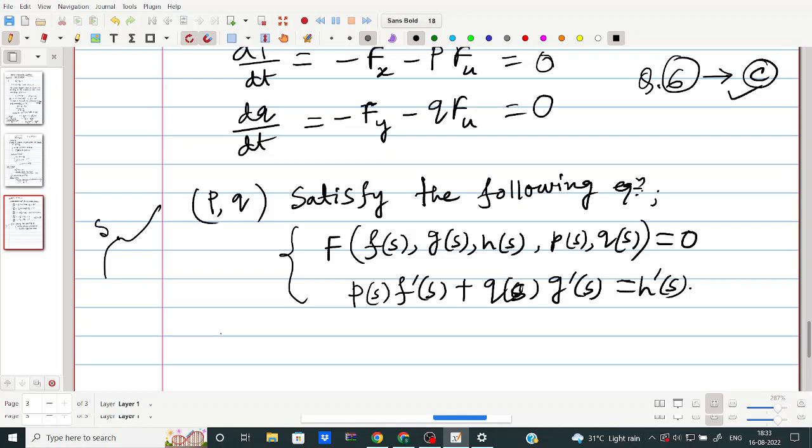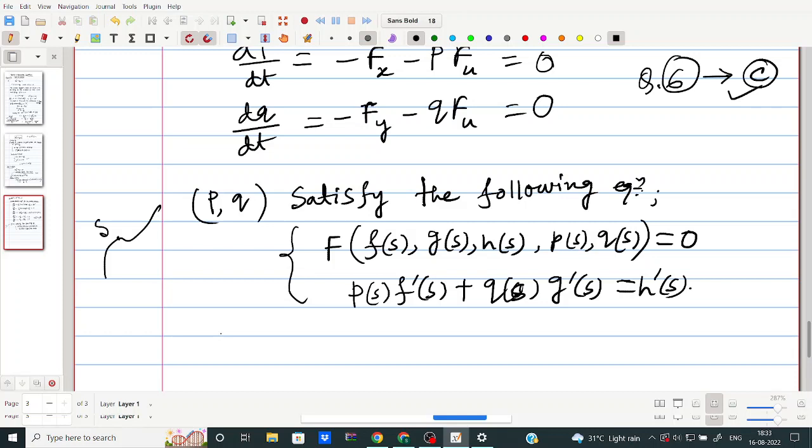Actually, you have to find p, q, x, y, u along the characteristic curve, right? So p is a function of t and s, q is also a function of t and s, x is also a function of t and s, y is also a function of t and s, and u is also a function of t and s along the characteristic curve, because you have to find at any arbitrary t, and s is the parameter along the datum curve.